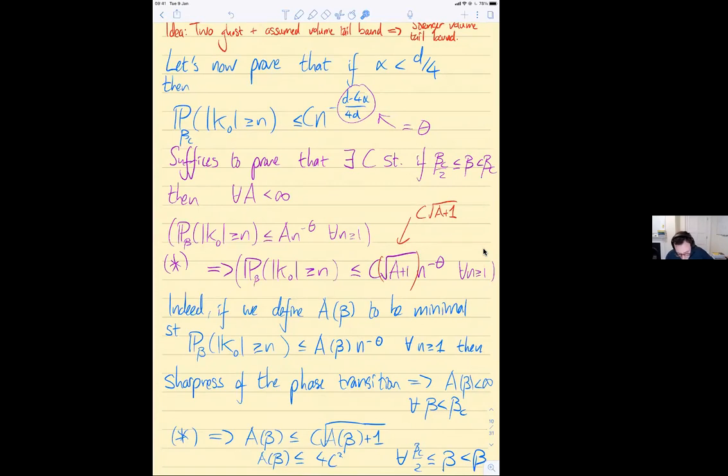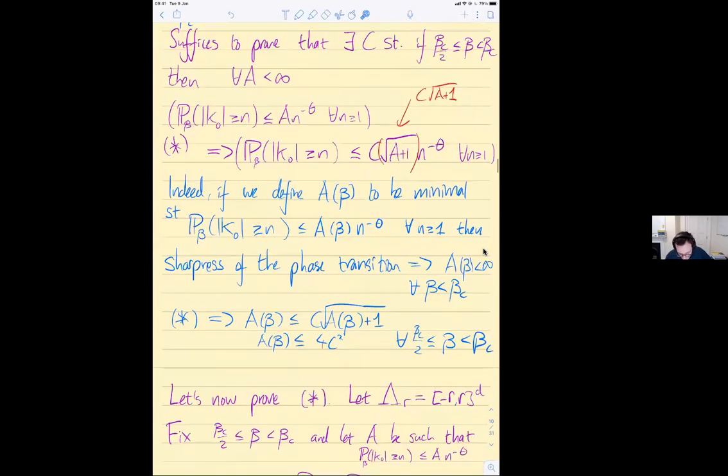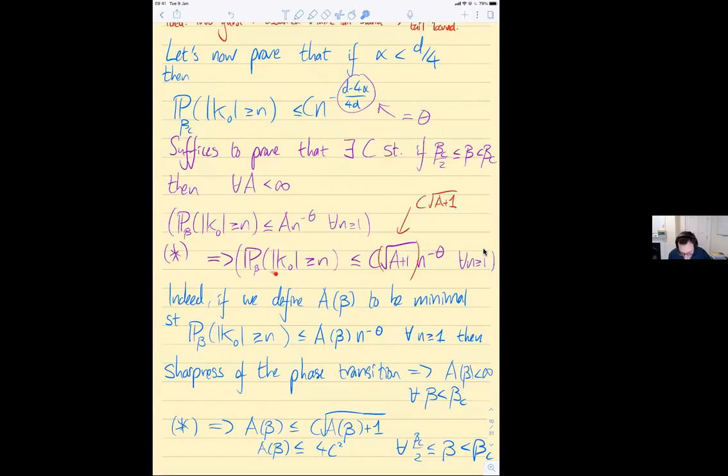What we want to prove is that there exists a constant c such that if beta is subcritical and not too small, then whenever I have a constant A such that this volume tail bound is satisfied, so the probability the cluster at the origin is bigger than n is bounded by A times n to the minus theta for all n, then in fact this stronger version of the same bound also holds, where A is replaced by C times the square root of A plus 1.